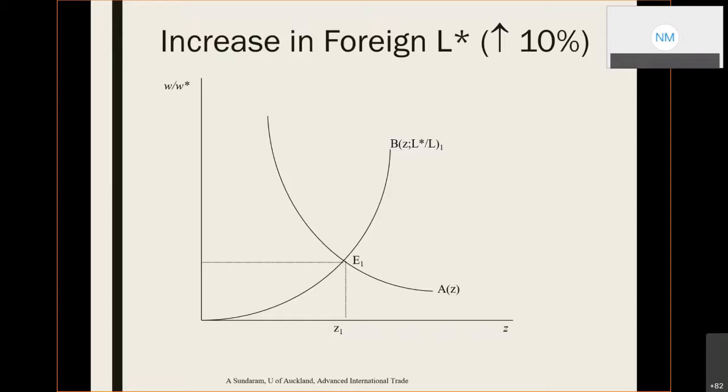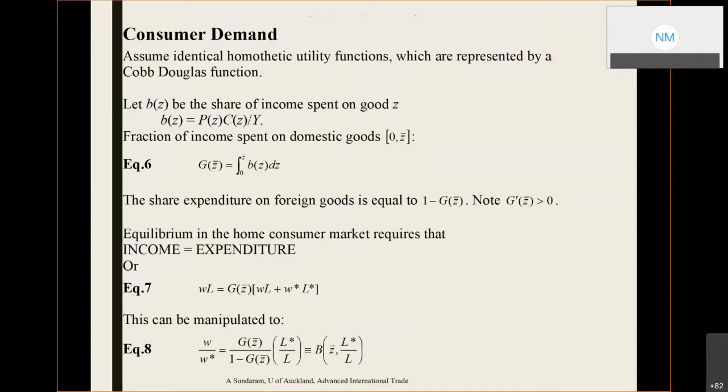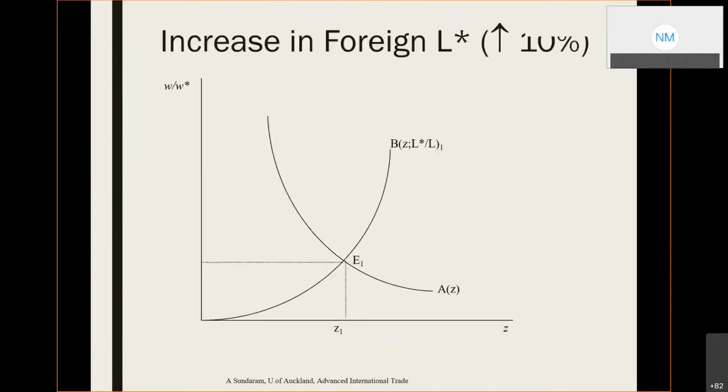This one responds B of Z shifting to the right and another saying it's to the left. Is it to the left or to the right? There are responses in both directions.